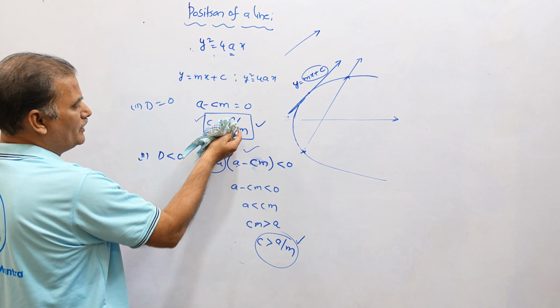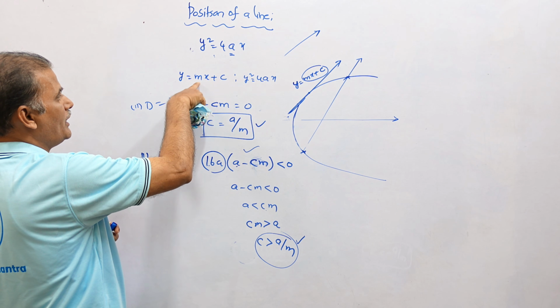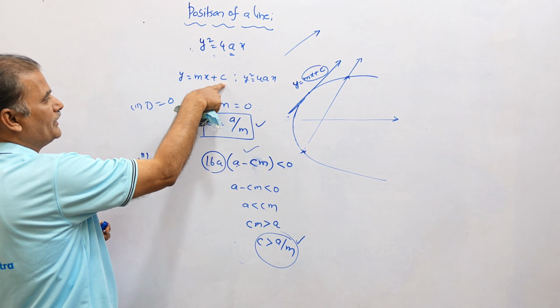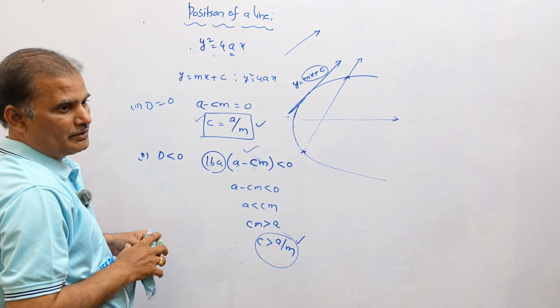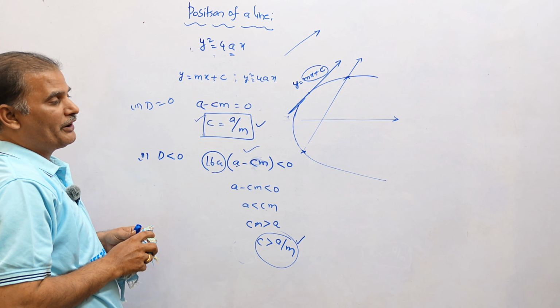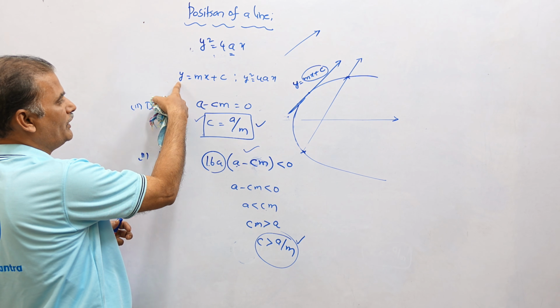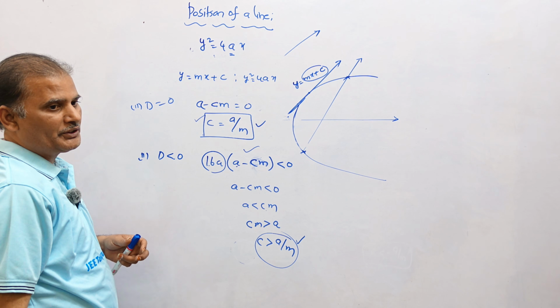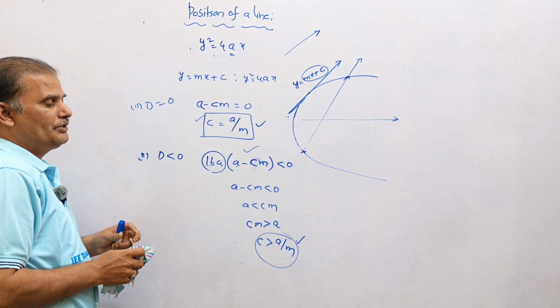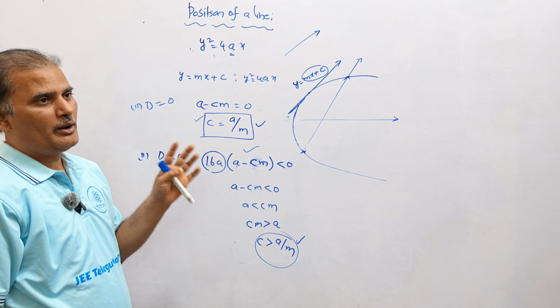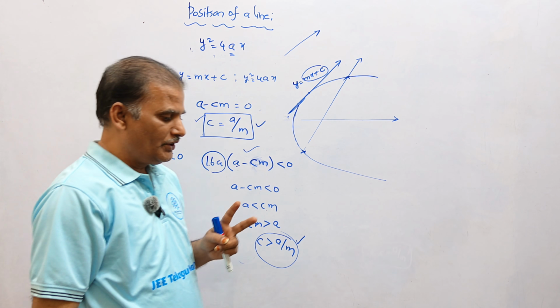We know c is equal to a by m, then y is equal to mx plus, in the place of c, we write a by m, and we get the equation of the line. Find the equation of a line touching the parabola: if you find the c value a by m, you substitute here y is equal to mx plus a by m, and we get the answer. Now this is the position of a line when the parabola is given. Now two cases we completed.